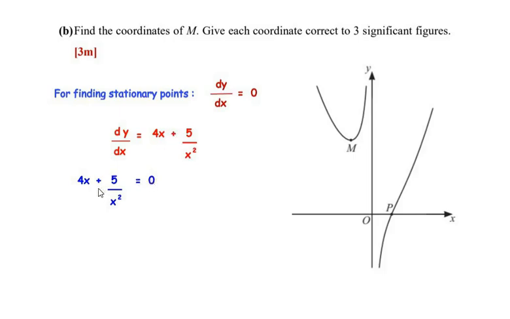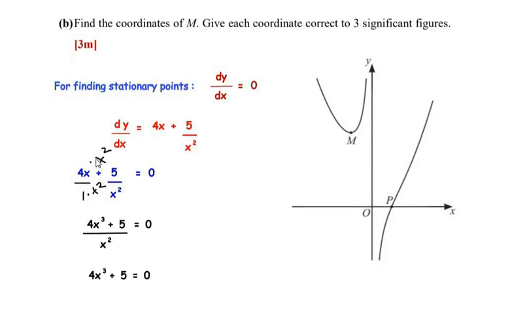Now over here, let us try to get a common denominator. So 4x can be written as 4x over 1. So we are going to multiply this x squared with 4x in the numerator, and x squared gets multiplied in the denominator as well. That is 1 times x squared. So here 4x multiplied with x squared gives us 4x cubed plus 5 over a common denominator, that is x squared, equal to 0. Now this denominator multiplies with 0.